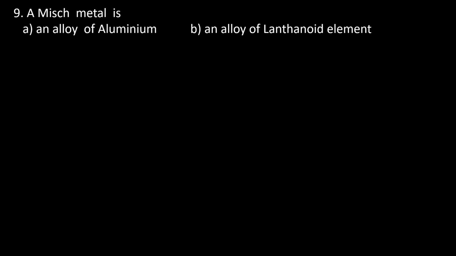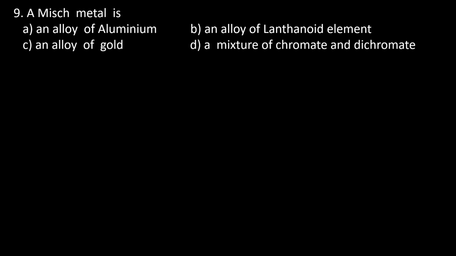Question number 9. A mesh metal is A. An alloy of aluminum, B. An alloy of lanthanoid element, C. An alloy of gold, D. A mixture of chromate and dichromate. Dear friends, the correct option is B, that is an alloy of lanthanoid element. Actually, it is the alloy consisting of 95% of the lanthanoid element and about 5% of the iron and some other traces of the elements like sulfur, carbon, calcium and aluminum.